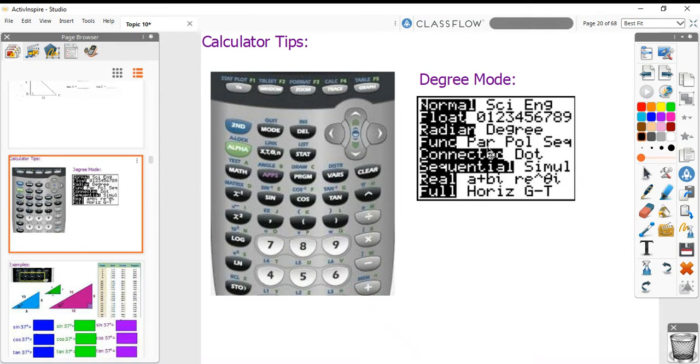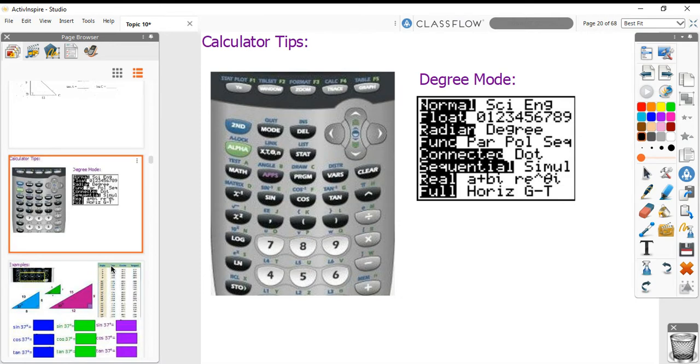And you want to make sure that degree is the thing that's highlighted. Degree, not radian. We're not going to be dealing with anything with radians in this class. You might talk about them a little bit, you're going to talk about them probably a good bit in pre-cal, but for geometry, we're only going to be working with degrees right now. So after you've done that, just make sure you're in degrees mode. And that's going to help us make sure that we get the right answers when we use trigonometry in the calculator.